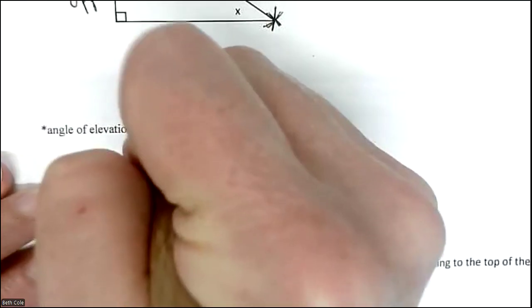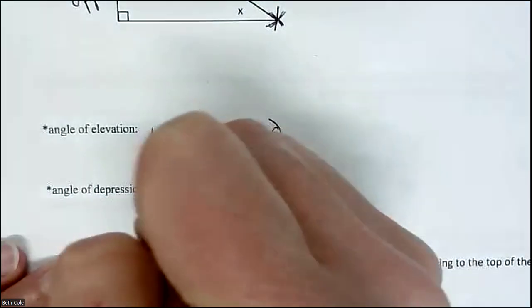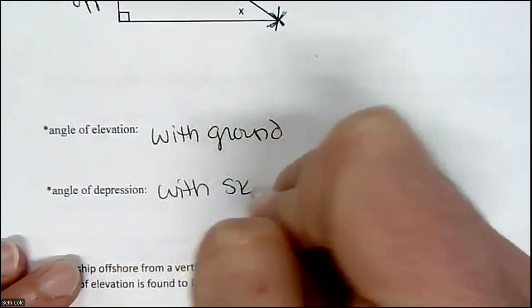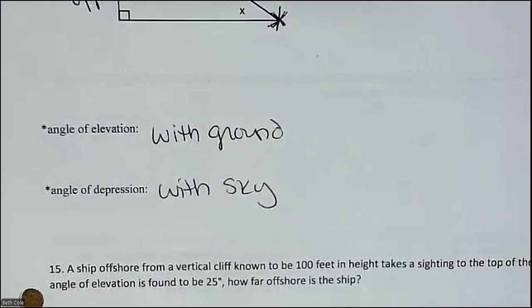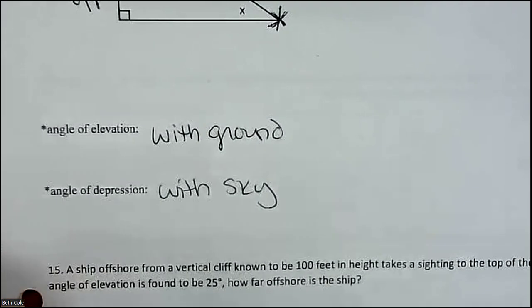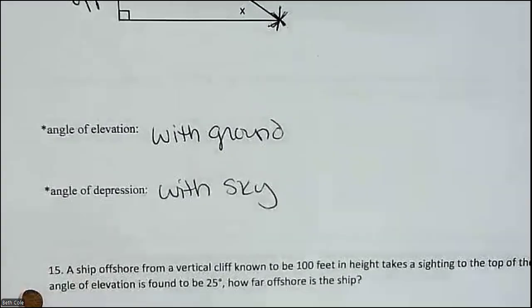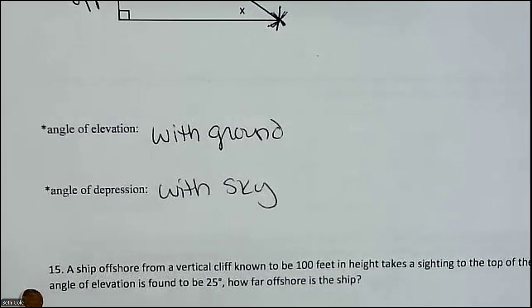Angle of elevation is with the ground. Angle of depression is with the sky, which I wish we had a different word for that. But here's the thing, and I realize that the earth is round. We don't have any flat earthers in here, do we? Okay, good. I realize that there is a curvature to the earth, but you can go to the physics classroom and discuss that. We're not going to do that in here, okay?